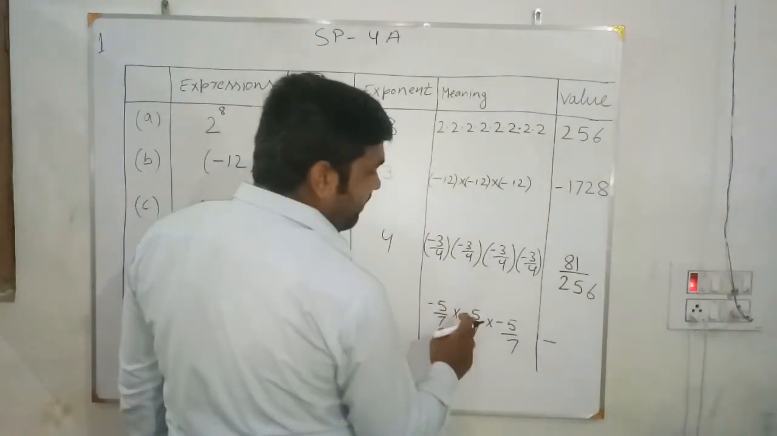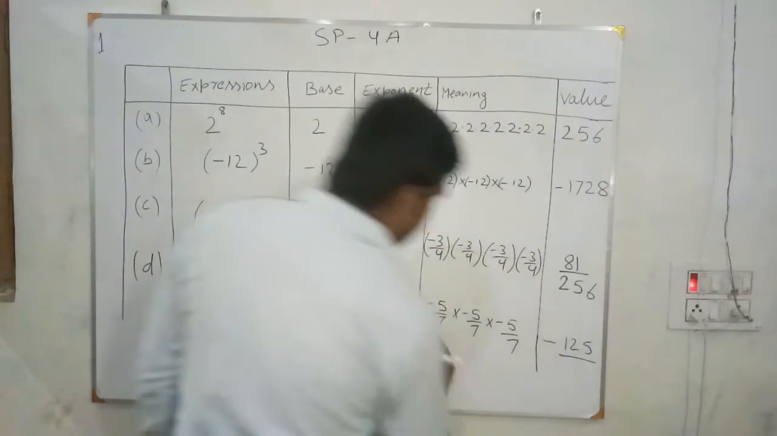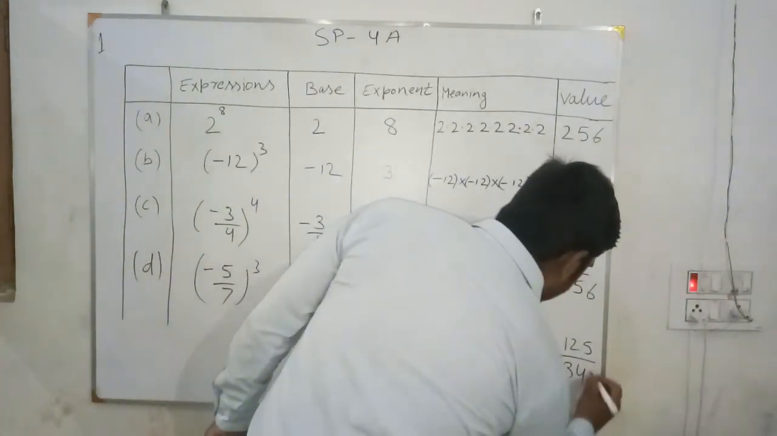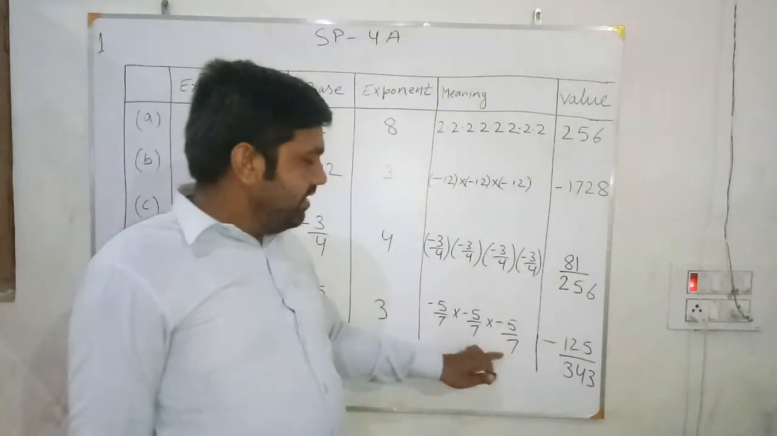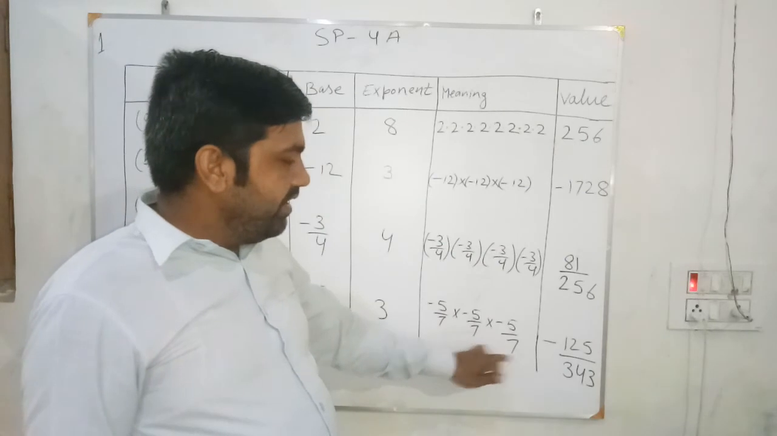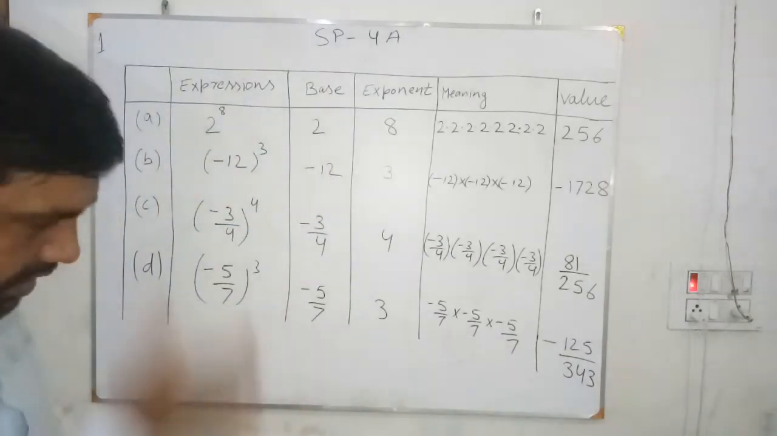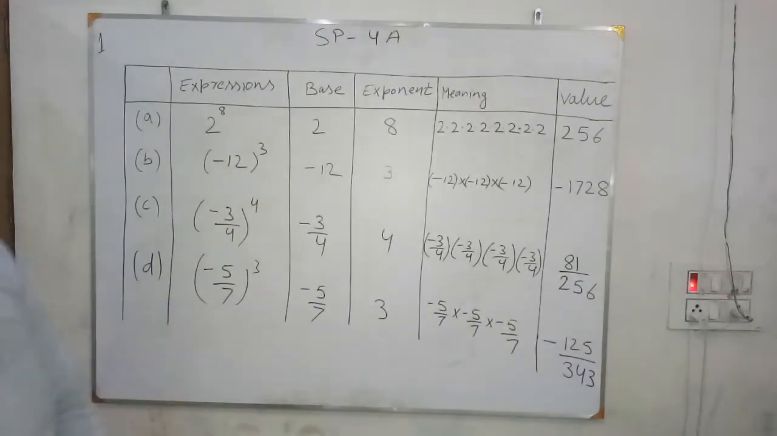Now 5 times 5 is 25, times 5 is 125. Here 7 times 7 is 49, 49 times 7 is 343. So 49 times 7 is 343. That is, 7 times 9 is 63, 3 remainder 6, 7 times 4 is 28, 34. That is minus 125 upon 343. Okay.